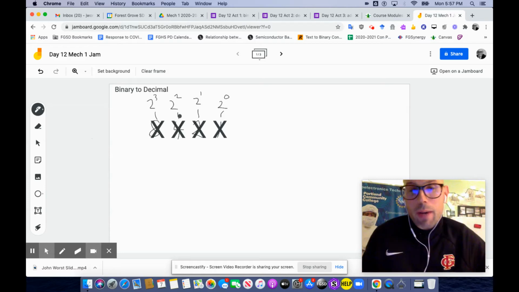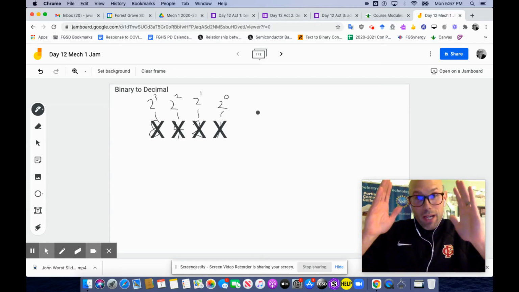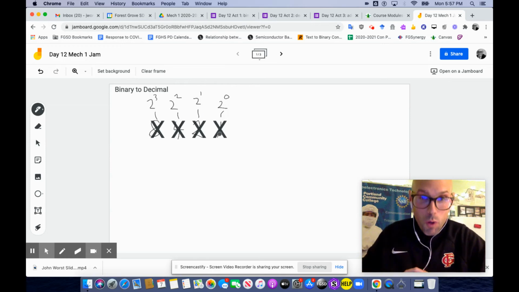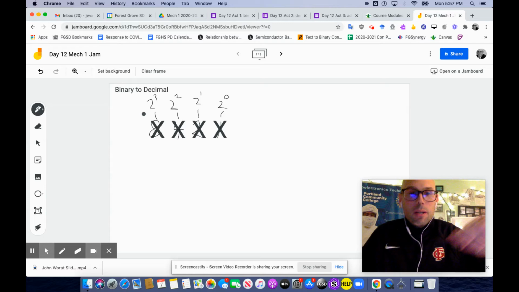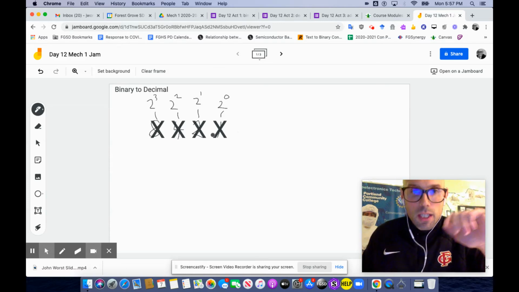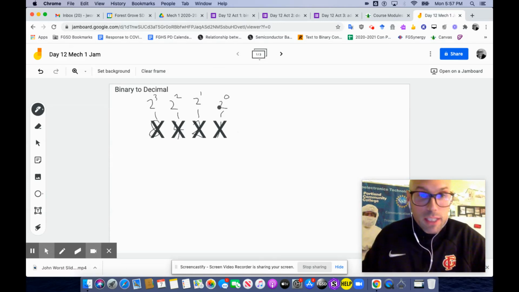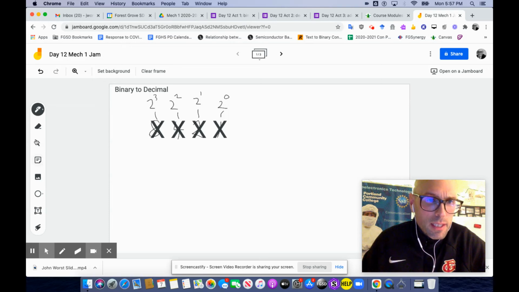Unlike decimal math where you go up by powers of 10. So 10 to the 0 is 1. So you've got the ones place, the tens place, the hundreds place, the thousands place, etc. It's shorter actually, but it gets a little bit complicated.